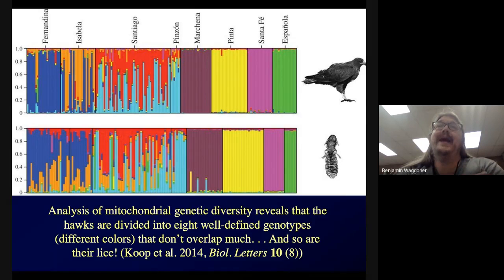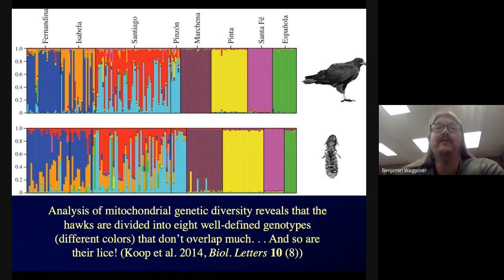So what you're looking at is what you'd expect if speciation is happening. The different populations of hawk are not quite genetically different enough that we can think of them as separate species, but they're different enough that each one has distinctive genetic markers in its mitochondrial genome. And the exact same thing is true of the lice.